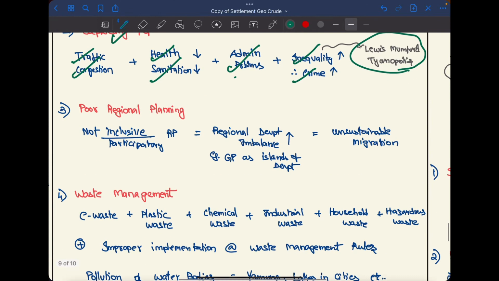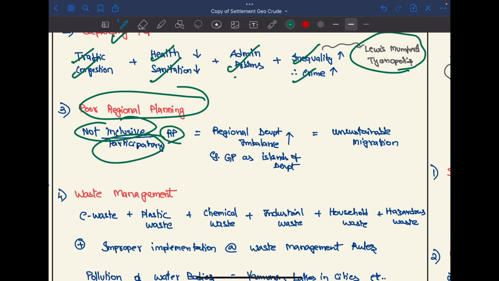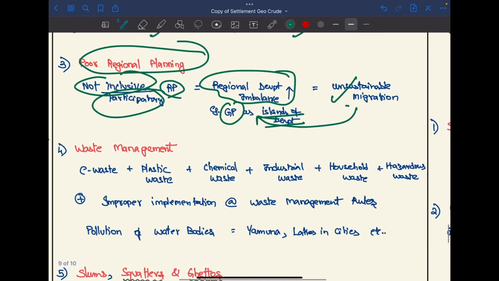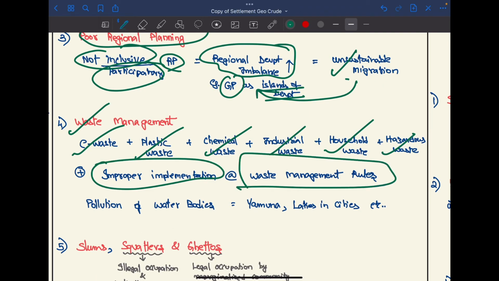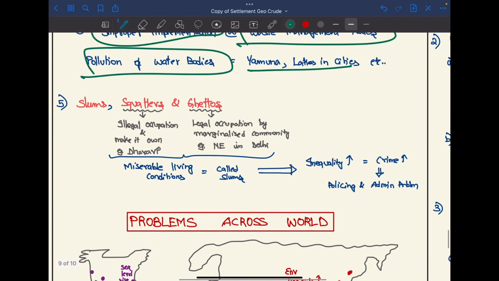And next we have poor regional planning. Because of not-inclusive or non-participatory regional planning, regional developmental imbalance will happen, which will result in growth poles acting as islands of development. This will result in unsustainable migration to those growth poles. Next, we have waste management problems like e-waste, plastic waste, chemical waste, industrial waste, household waste, and hazardous waste. Plus, improper implementation of waste management rules will lead to issues like pollution of water bodies like the Yamuna and lakes in cities, for example, in Bangalore.